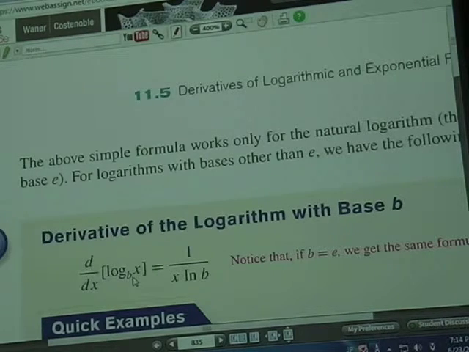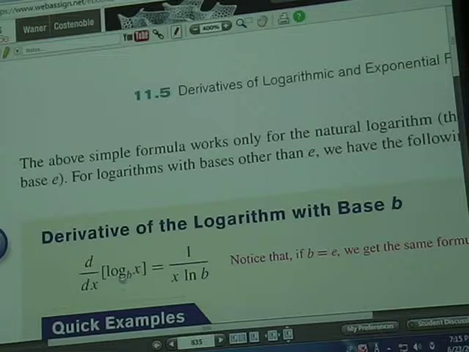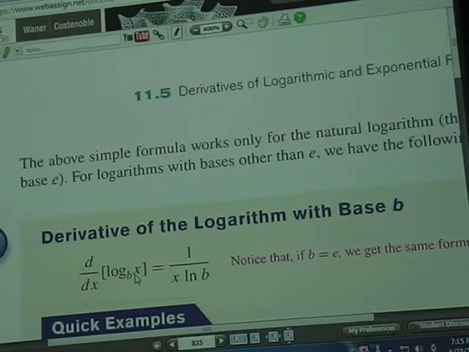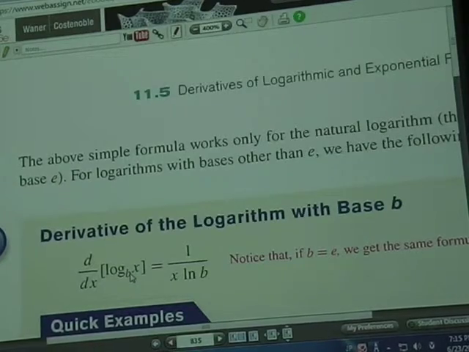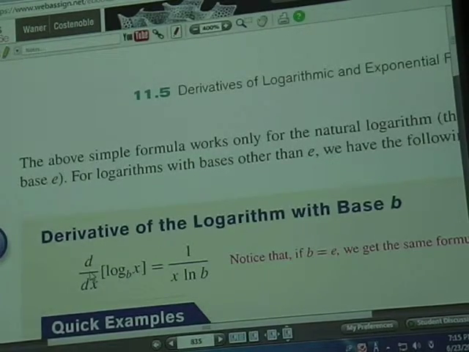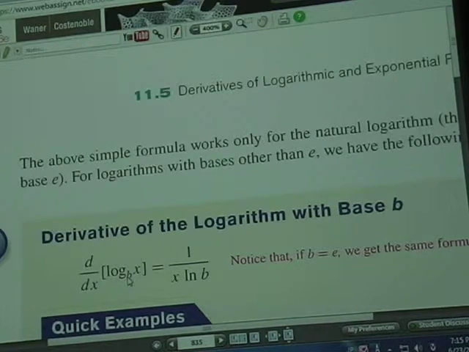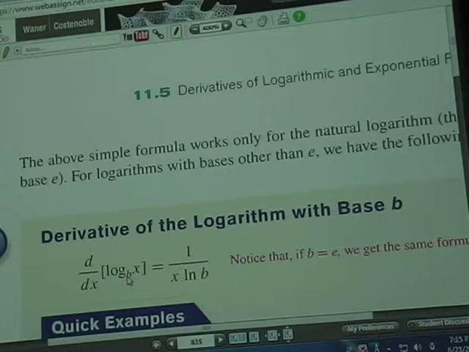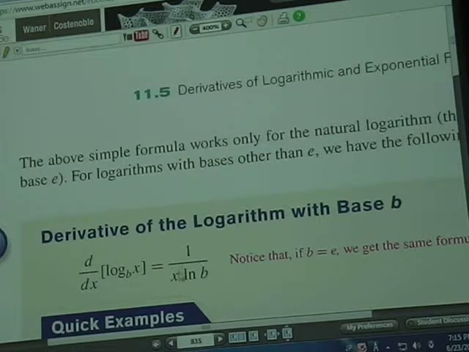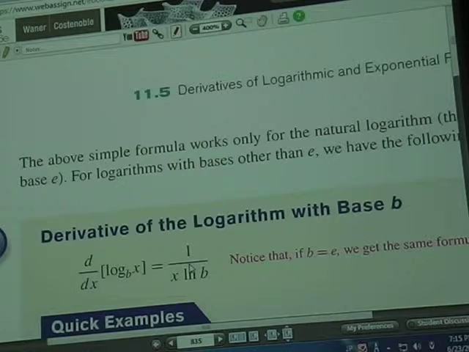Let's read it. Log base e of x, but another way of writing that is what? ln of x, right? So then we're asking for the derivative of ln of x, which is what? We already know the answer to that, it's 1 over x. So is this actually equal to 1 over x when b is e?